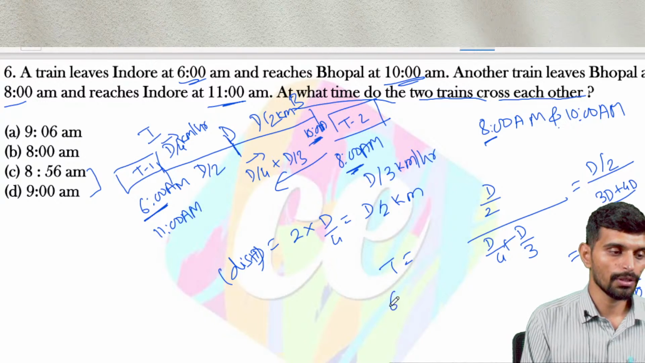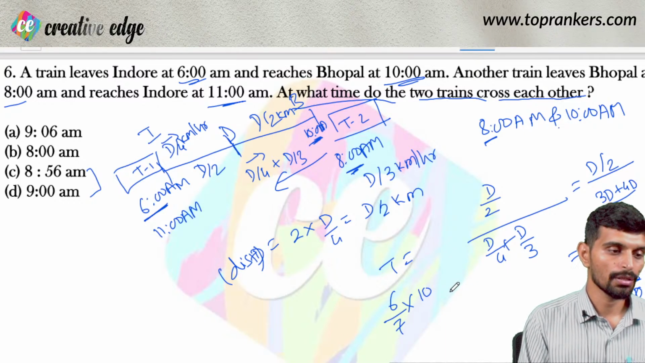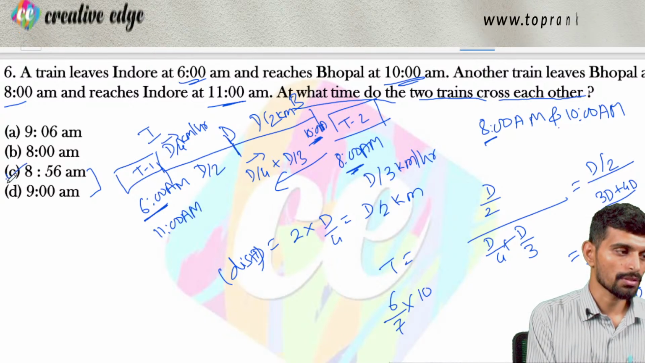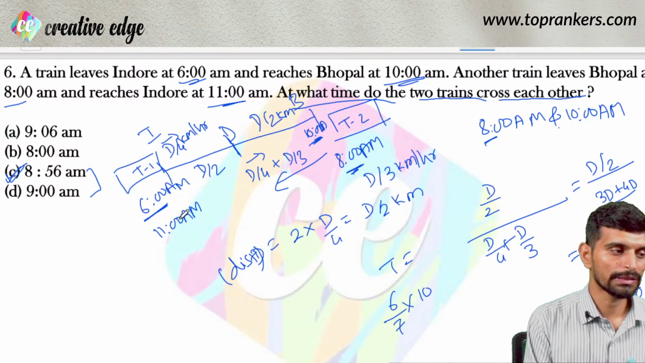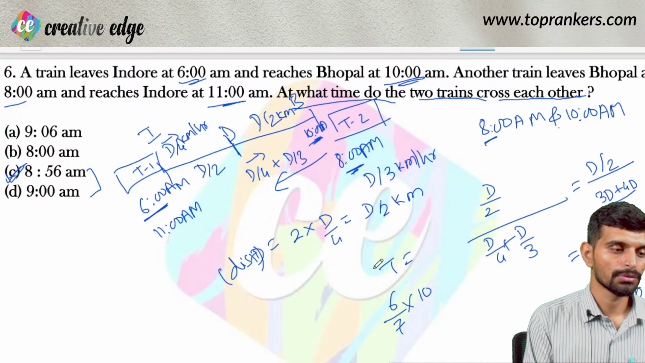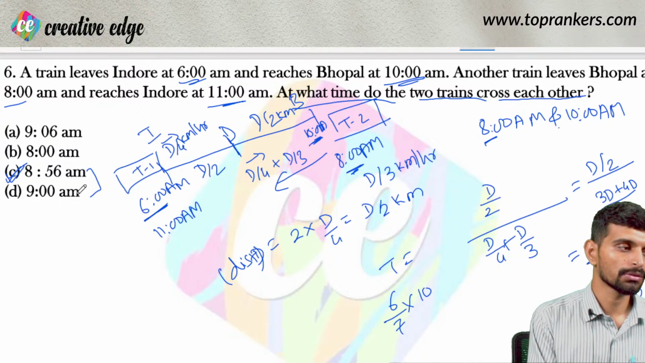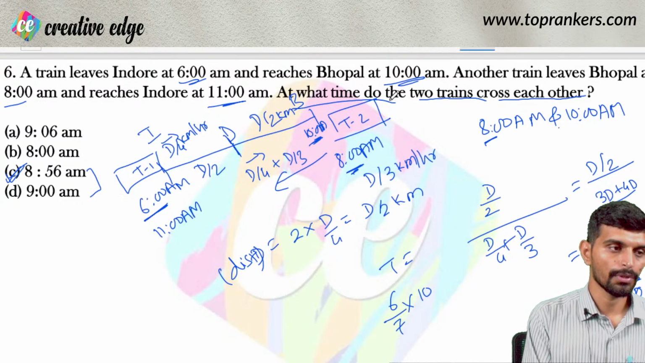So let's convert this 6 by 7 hour into minutes. So that is 60 by 7, right? So this should be somewhere 8:56. This should be 8:56 because there is no option that suggests none of these as the answer, right?